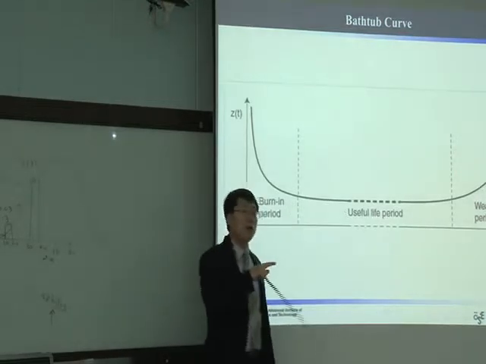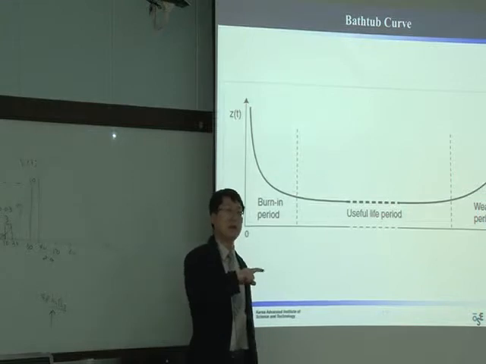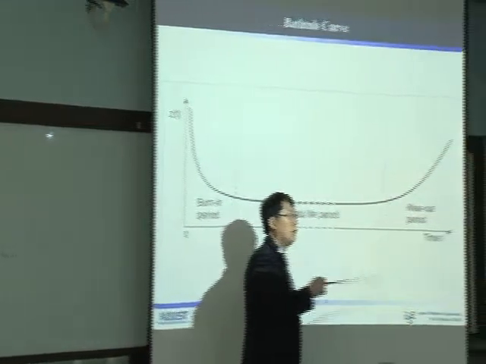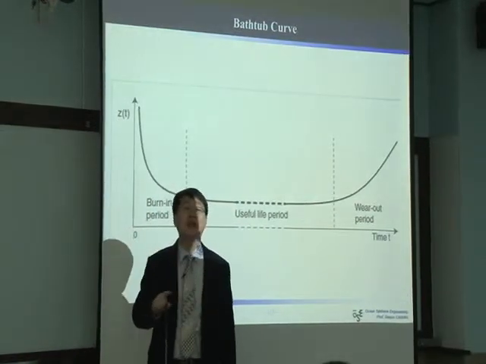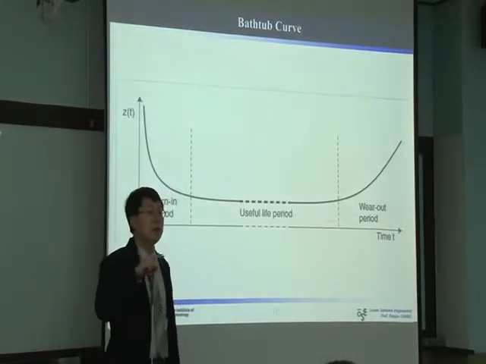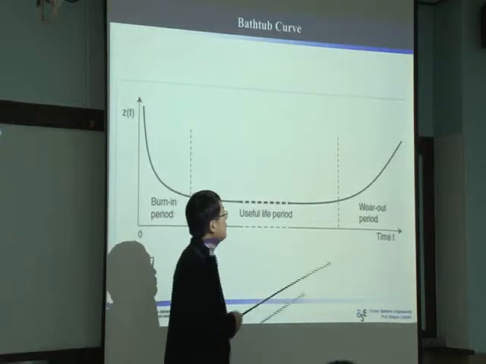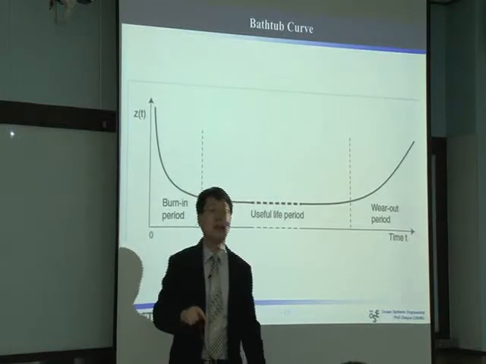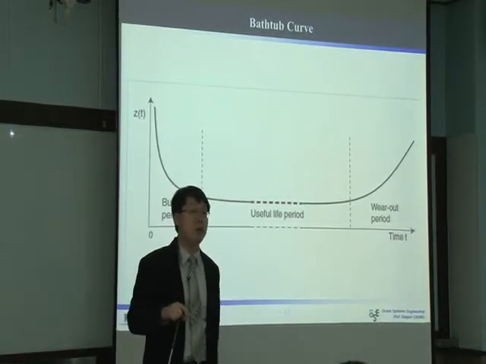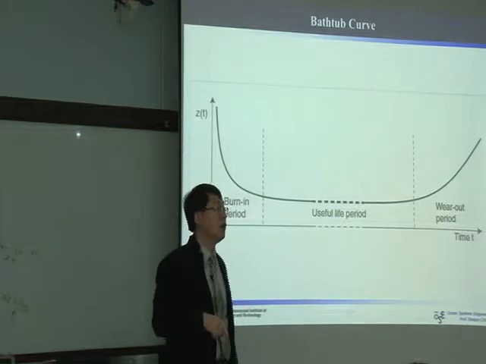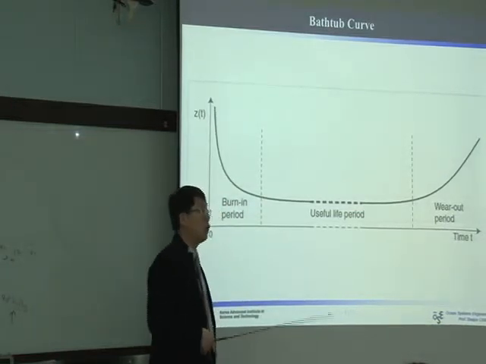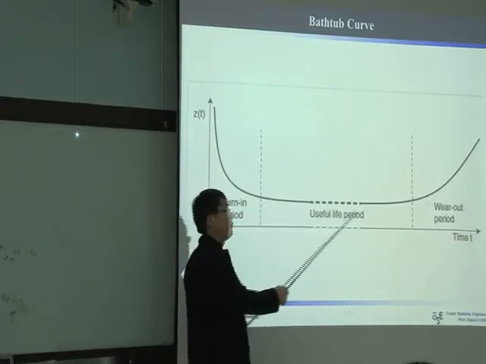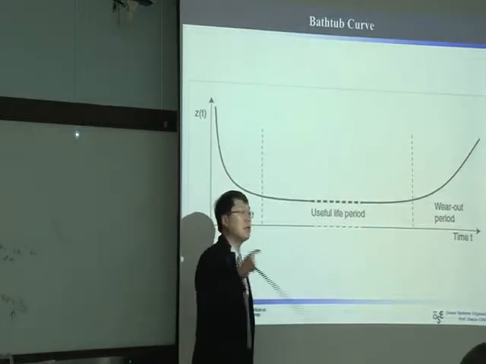And the failure rate is relatively constant. Then, with time, the component ages and the failure rate increases. This period is called the wear out period. This is the typical failure rate we observe in the real world. So our focus is on this area, the constant failure rate.